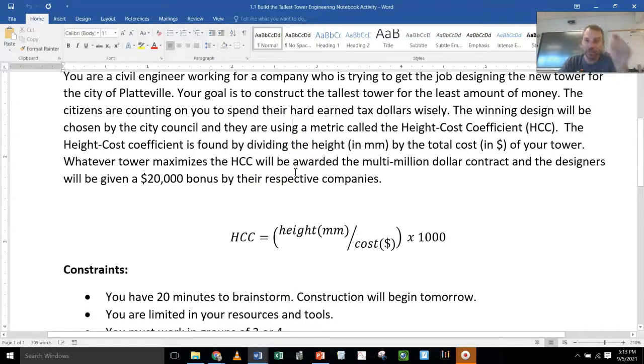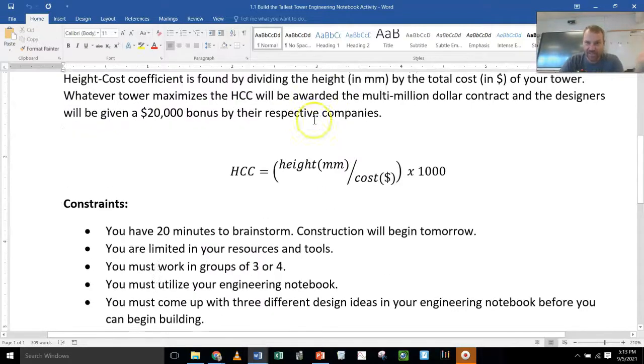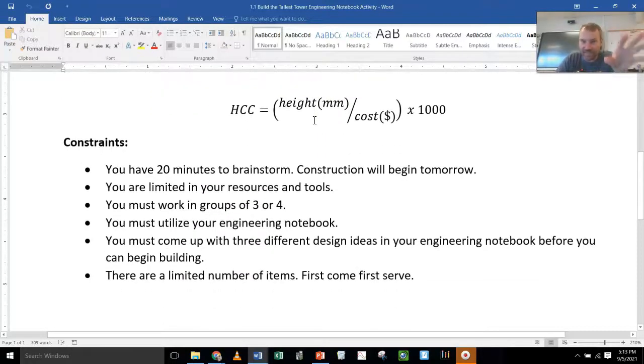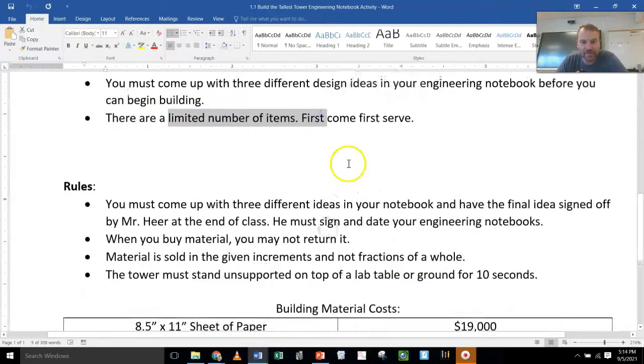You're going to get the rest of the period today to work on this with a partner. You are not going to be able to construct anything today. So today is going to be in your engineering notebook brainstorming. You have to come up with 3 different design ideas in your notebook before you can begin building. There's a limited number of items, so first come, first serve.